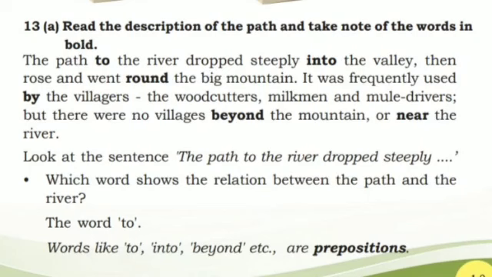Okay, now we are moving to the activity 13. For that, I am going to read the passage which is given in your textbook. The path to the river dropped steeply into the valley, then rose and went round the big mountain. It was frequently used by the villagers, the woodcutters, milkmen and mule drivers, but there were no villagers beyond the mountain or near the river.